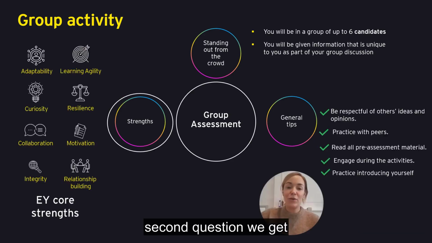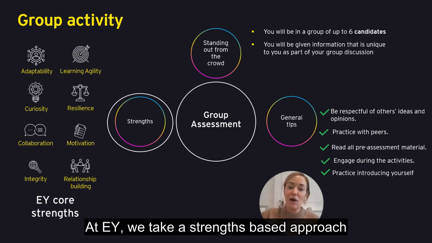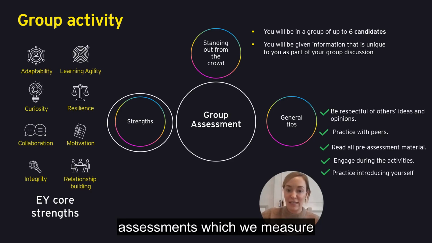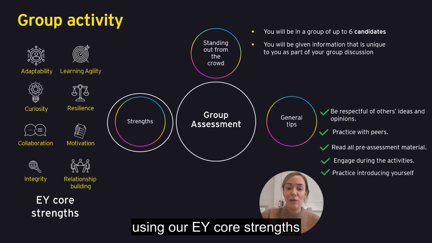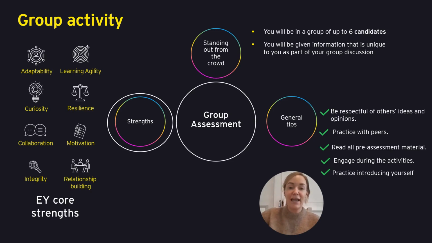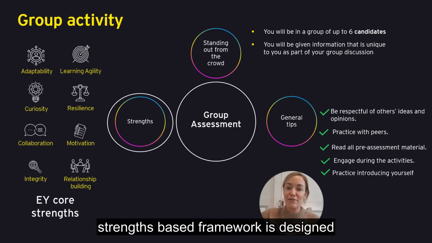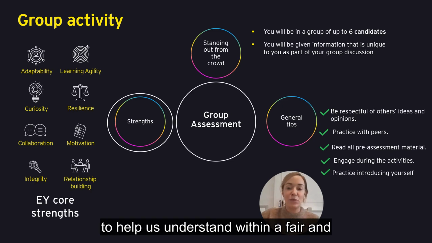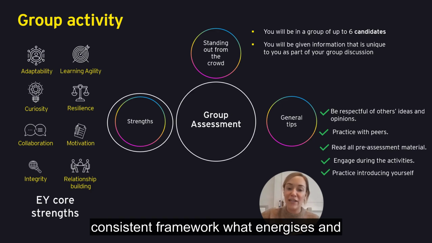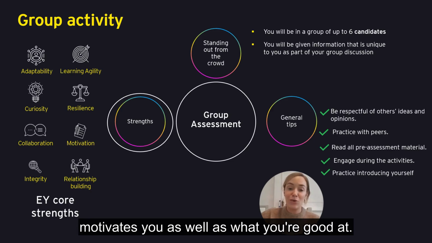The second question we get asked most often is, what are you looking for? Or in other words, how do I demonstrate my strengths? At EY, we take a strengths-based approach to our assessments, which we measure using our EY Core Strengths framework: accountability, integrity, motivation, resilience, agility, curiosity, relationship building, and collaboration. Our strengths-based framework is designed to help us understand within a fair and consistent framework what energizes and motivates you, as well as what you're good at.